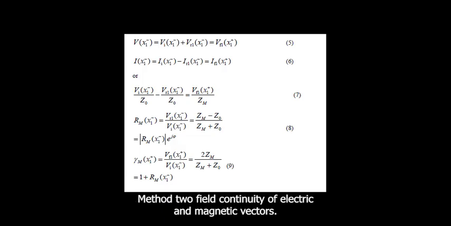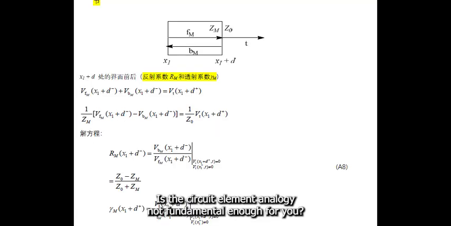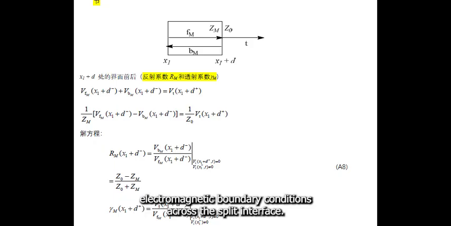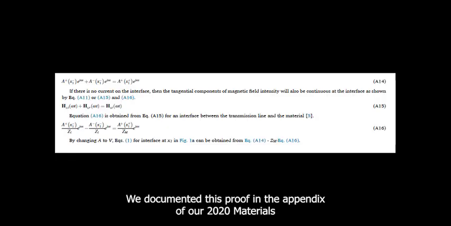Scene 3, Method 2, Field continuity of electric and magnetic vectors. Is the circuit element analogy not fundamental enough for you? Let's take the second, completely independent path, Maxwell's electromagnetic boundary conditions across the split interface. We documented this proof in the appendix of our 2020 Materials Chemistry and Physics paper, equations A13 through A16.